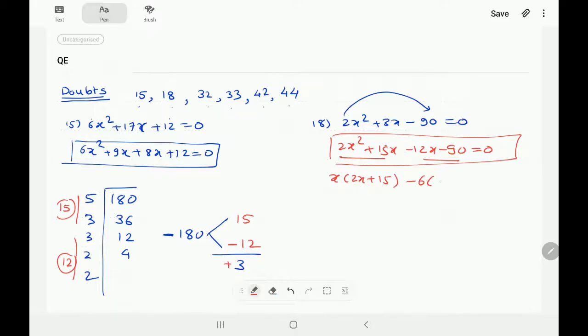Minus 6 can be taken common. So I get 2x plus 15. How did I understand that 6 is to be taken common? Because you can understand here 2, so I should get 2 here. So that's why I understood 6 can be taken common. It's easy. It's common sense what you have to use for this. Okay, I hope you understood this.